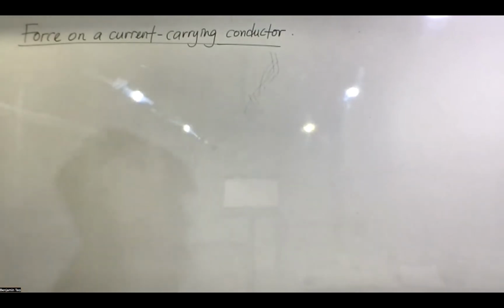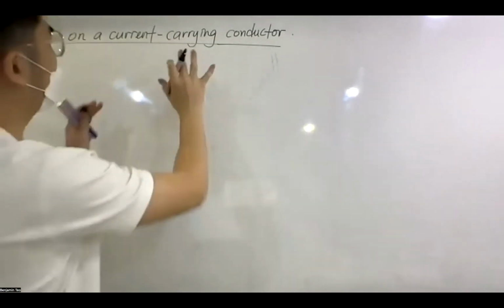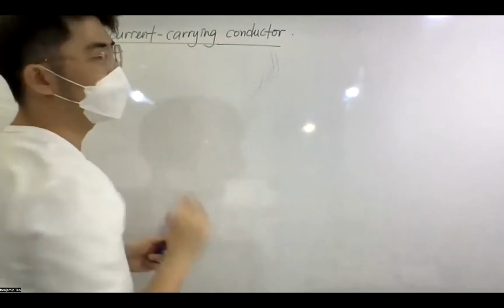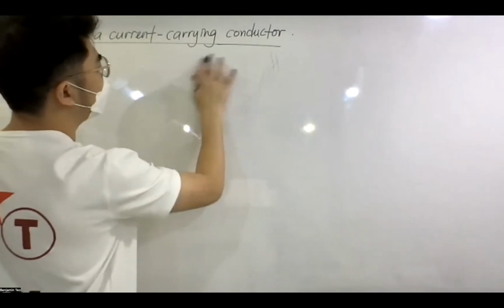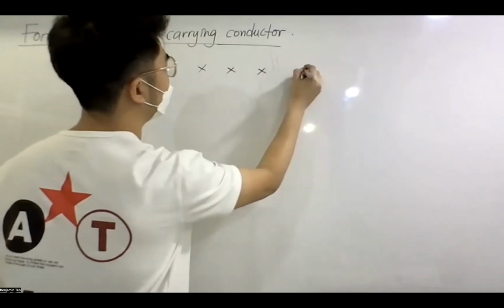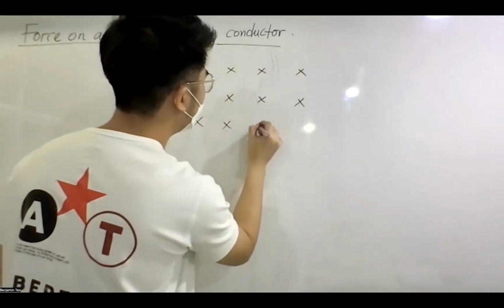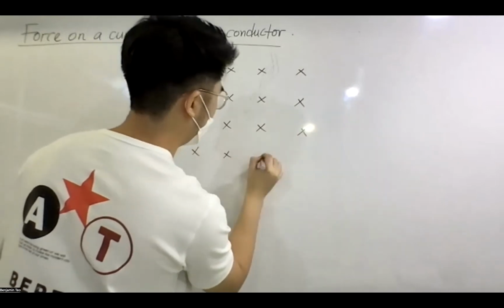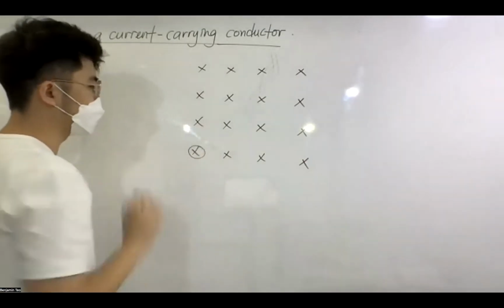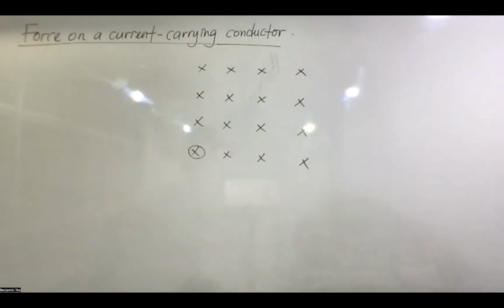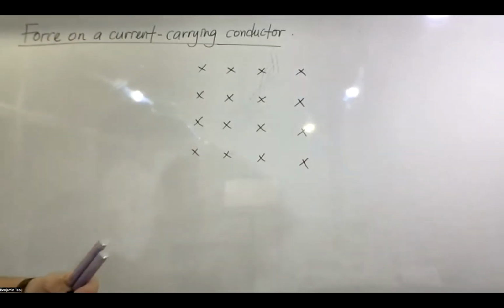Force on a current carrying conductor. Okay, suppose that we have a magnetic field. Now, please do not get confused between the magnetic field and the current. If I draw a magnetic field, there's no circle. I draw like this, X, X, X. Okay, this is a magnetic field because there's no circle. If I circle it, then that is current. If no circle, then that is magnetic field. Right, so this is the magnetic field.